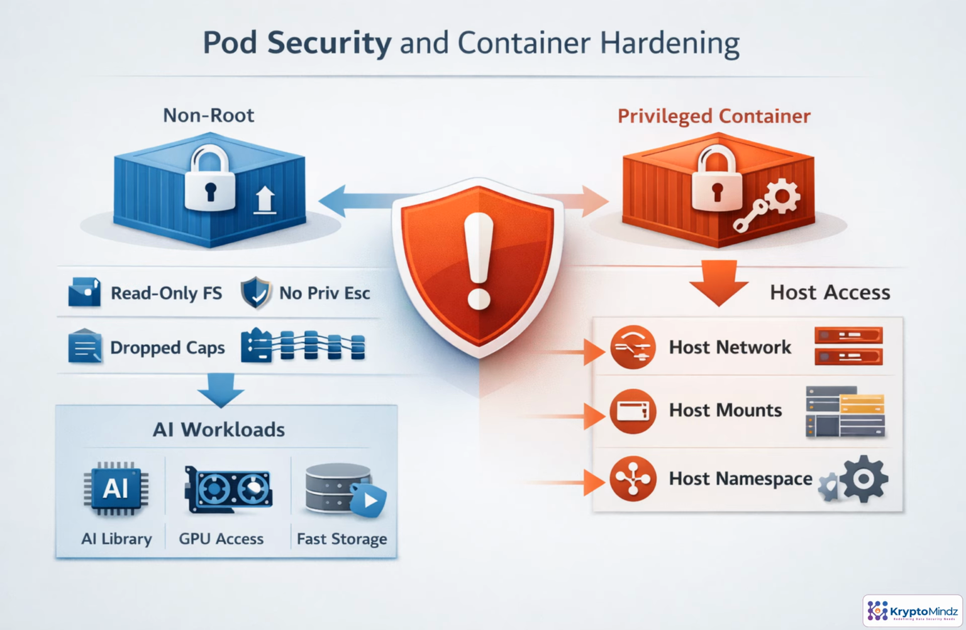Container hardening means giving each workload just enough power to run, and no more. For AI jobs, needing GPUs, fast storage, or special libraries does not justify root access or privileged mode. Start with non-root users, read-only file systems, dropped capabilities, and privilege escalation disabled. Be especially cautious with host networking, host namespaces, and host path mounts. Kubernetes pod security standards help make these expectations consistent.